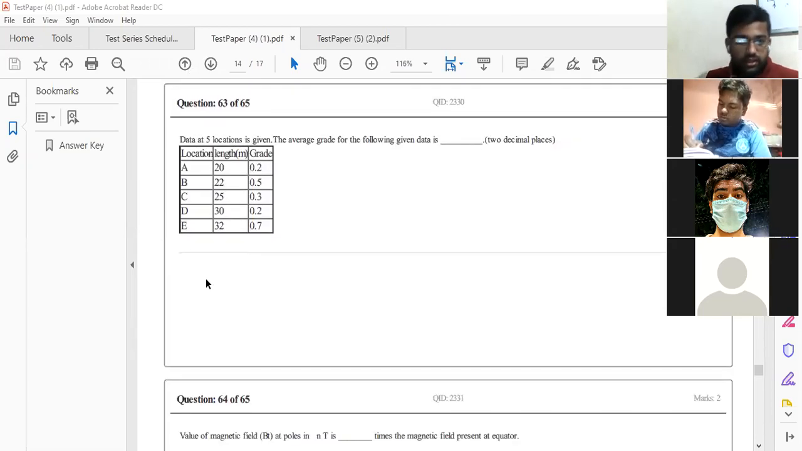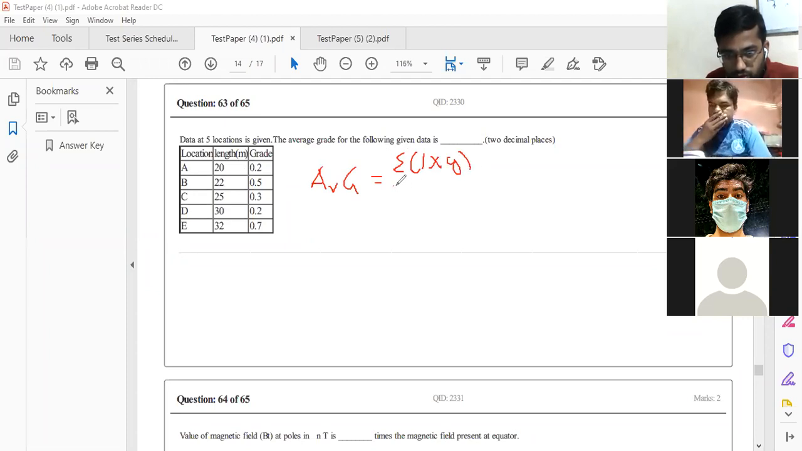Next, data at 5 locations is given. The average grade for the following given data is. Okay, so you need to calculate the average grade. You know the formula for average grade. Average grade is equal to summation of length into grade upon summation of length.